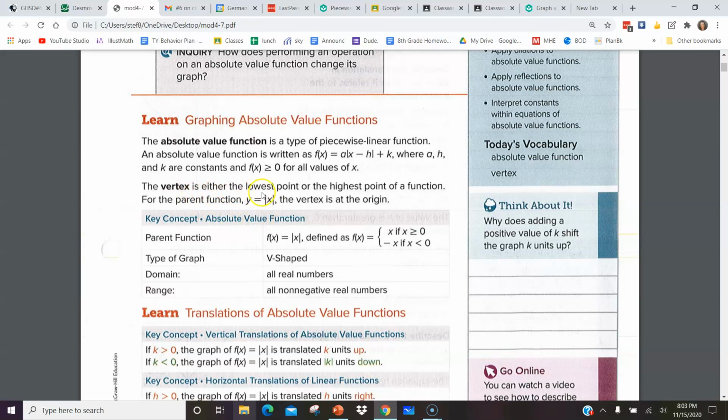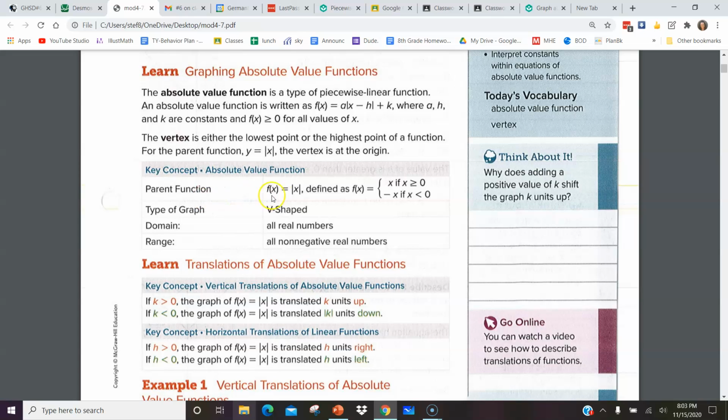Now, the vertex is either the lowest point or the highest point of a function, and essentially it's the corner for absolute value. Like, what is she talking about? So let's just talk about it. The parent function looks like this.